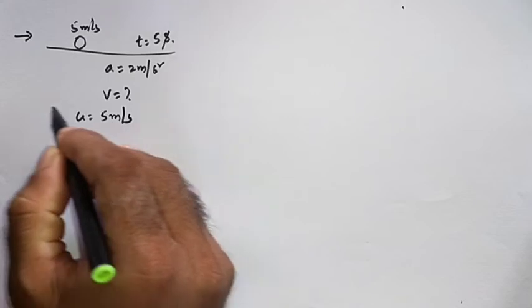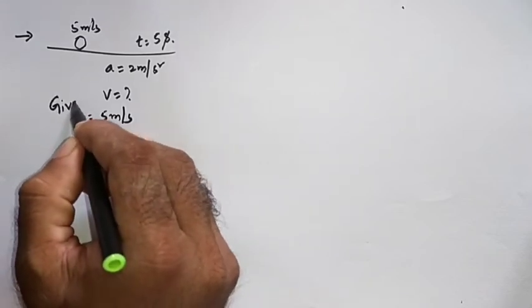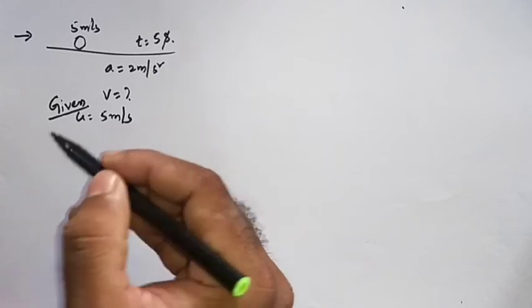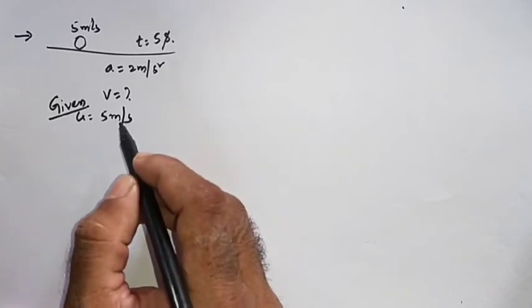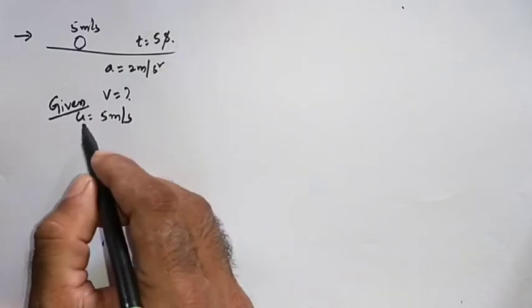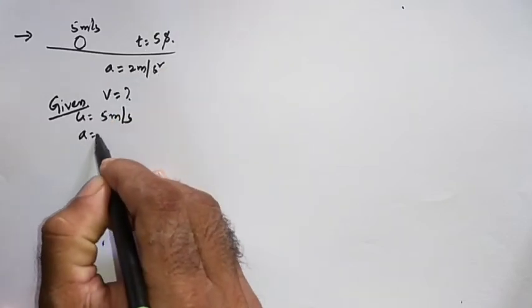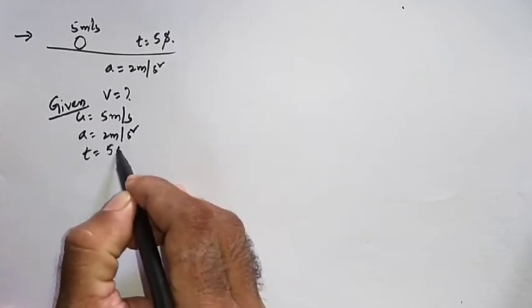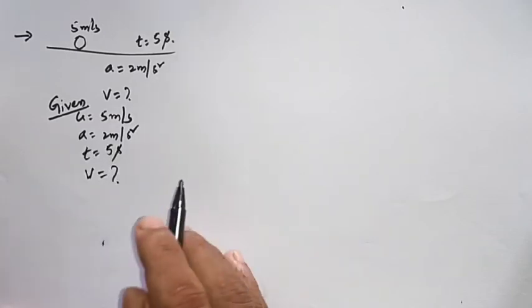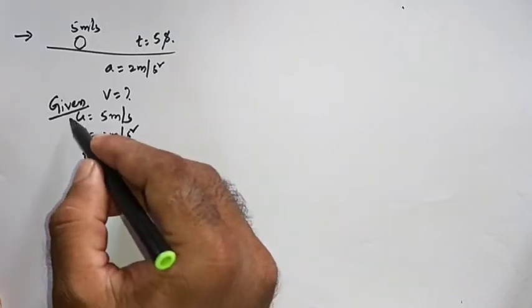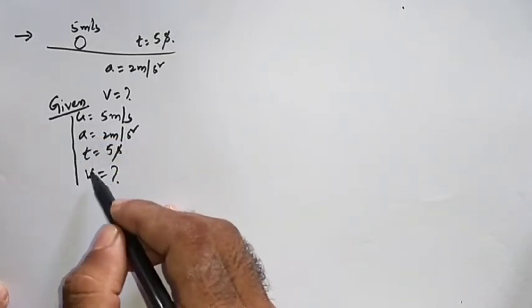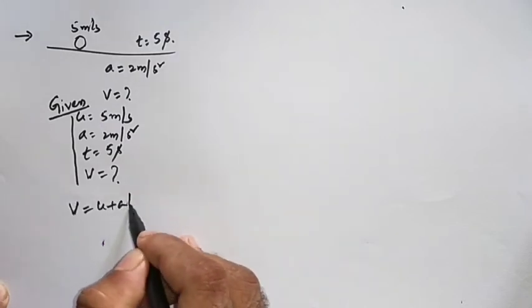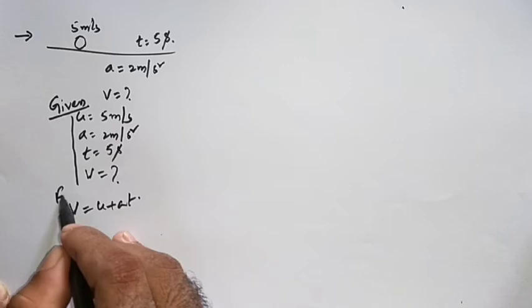This is very important. You write what is given in the problem first. If you write what is given in the problem, then you can understand which formula we should use. First write the known quantities. u is given, a is given as 2 meters per second square, and t is given as 5 seconds, and v we need to calculate. So what is the formula connecting u, a, t, v? Yes, that is v is equal to u plus at.